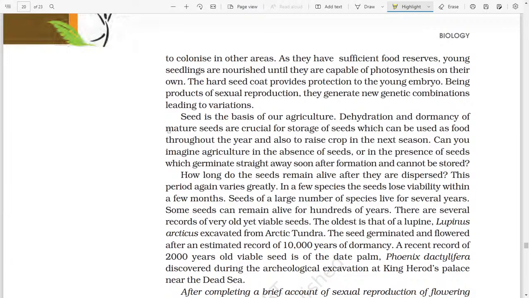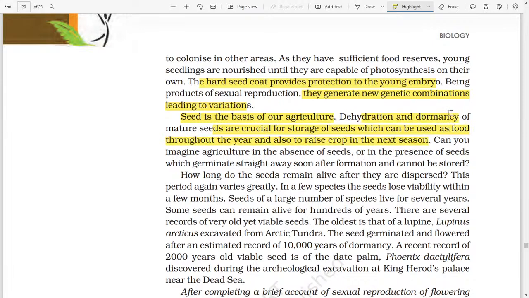The hard seed coat provides protection to the young embryo. Being the product of sexual reproduction, they generate new genetic combinations leading to variation. Seed is the basis of our agriculture. Dehydration and dormancy of the mature seeds are crucial for the storage of seeds, which can be used as food throughout the year and can be used to raise crops for the next season.